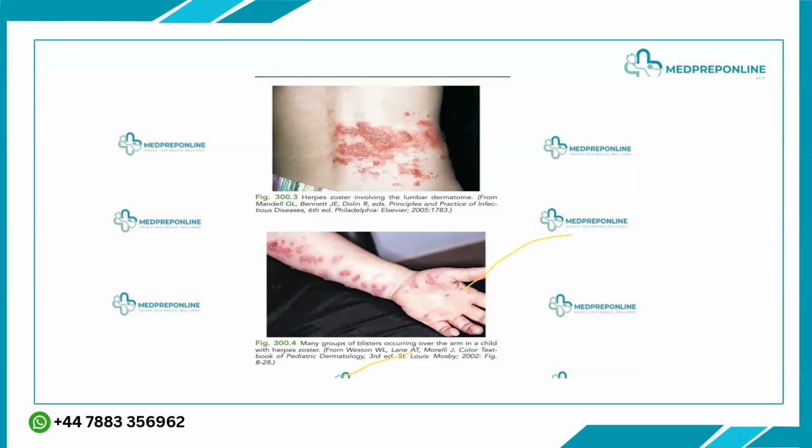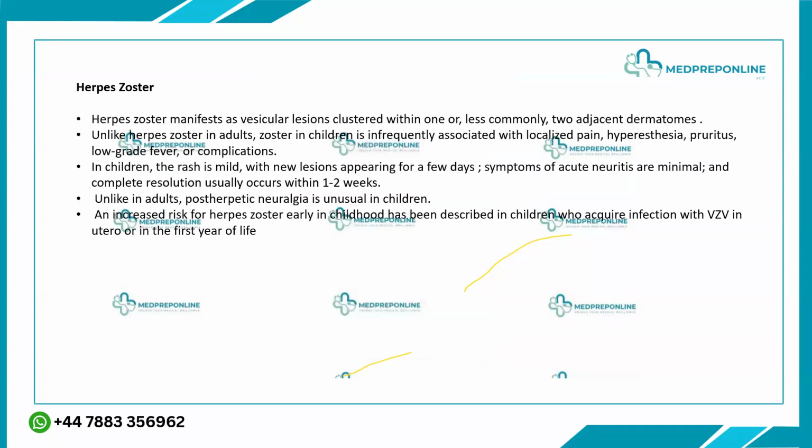Now what is this? These are the vesicular lesions which you can see have a particular dermatomal distribution. So this is zoster, herpes zoster. You know, herpes zoster is again caused by chickenpox virus. ठीक है, herpes chickenpox virus basically. It can cause chickenpox or the zoster. So herpes zoster that manifests as vesicular lesions clustered within one or less commonly two adjacent dermatomes.